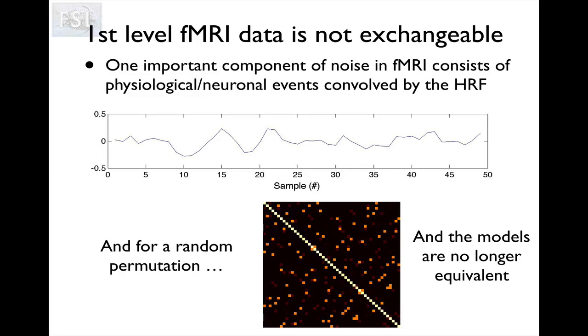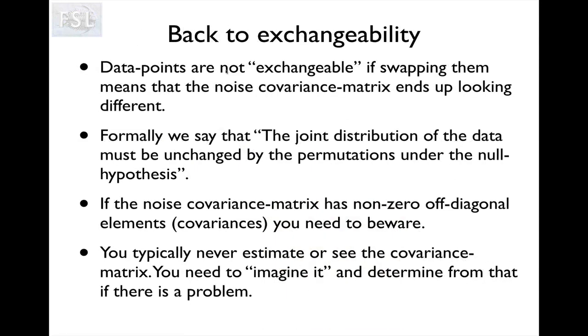Right, so I hope this has explained a little bit what exchangeability is. So back to exchangeability. Data points are not exchangeable if swapping them means that the noise covariance matrix ends up looking different. And formally what we say is that the joint distribution of the data must be unchanged by the permutations under the null hypothesis, and that's essentially just the same thing as I'm saying up here.